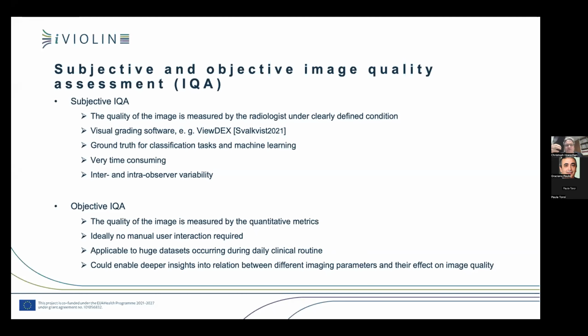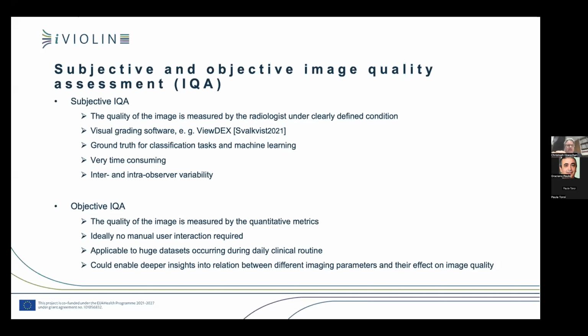And also if we determine ground truths for machine learning programs for computer-aided diagnosis, there's still the readout by the radiologist that gives us the ground truths, right? So this is reflecting the clinical case. On the other hand, we have objective image quality assessment. There, the quality of the image is measured by the quantitative matrix. Ideally, you would not have a manual user interaction that is required. This could be then applicable to huge data sets occurring during daily clinical routine, and it could enable deeper insights into relation between different imaging parameters and their effect on image quality.